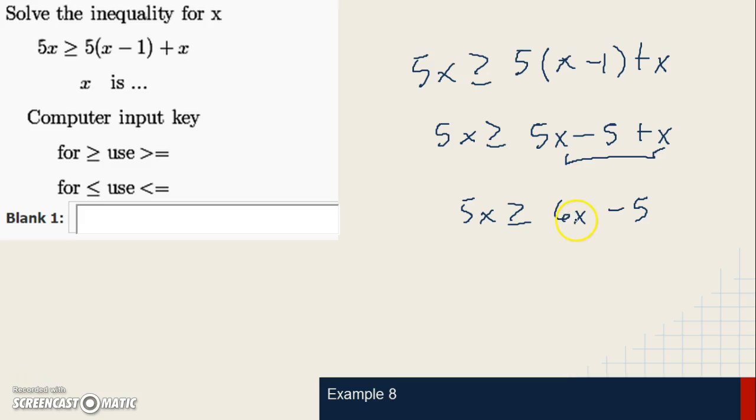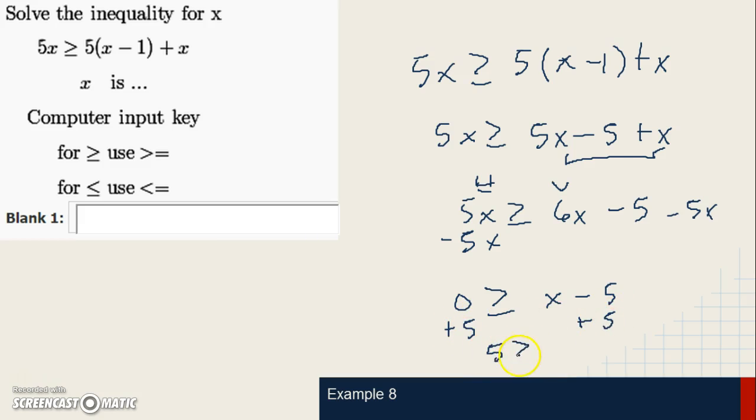Now I'm going to choose the side that's got the larger number. Minus 5x, minus 5x, combine like terms, and I've got x minus 5, add 5, add 5, 5 is greater than or equal to x. Now I've got to just flip my inequality so x is on the left side, so I have x is less than or equal to 5. Type that in, x is less than or equal to 5.